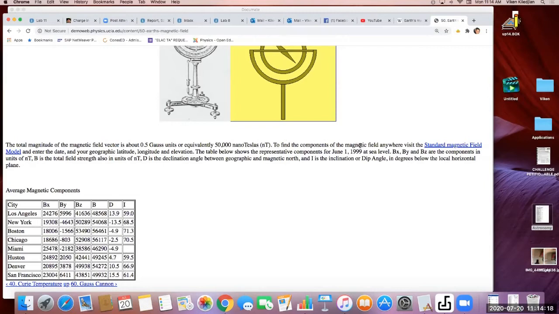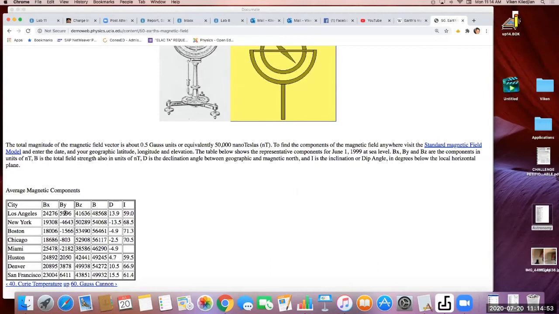To find the components of the magnetic field anywhere, visit the standard magnetic field model and enter the date and your geographic latitude. The table below shows the representative components for June 1. So it always changes. Depending on the date, the magnetic field is fluctuating. And remember, it's going to eventually reverse. The magnetic field will weaken and reverse every like 300,000 years. The magnetic field reverses.